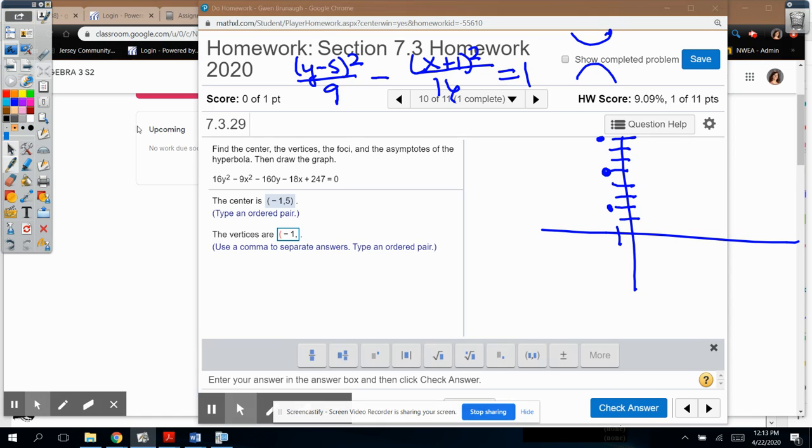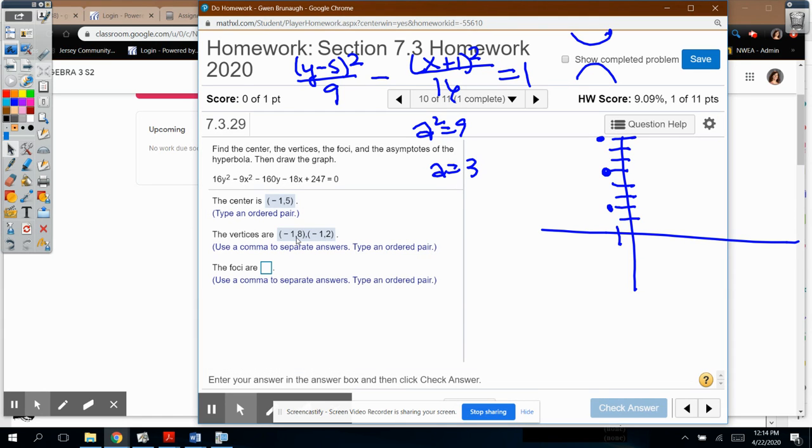A squared is 9. A is first. That tells you the vertices, and A is 3. So that's why I went up and down 3, guys. 5 plus 3 is 8. And then I'm still at negative 1, but 5 minus 3 is 2.